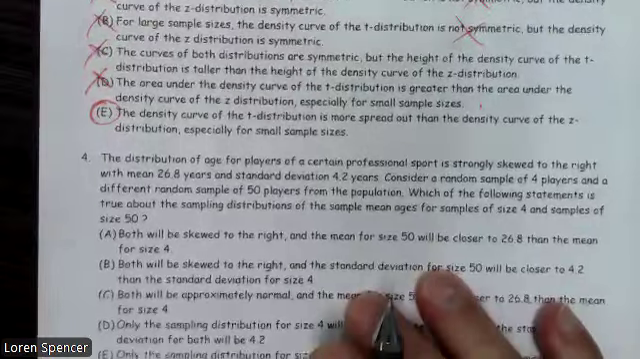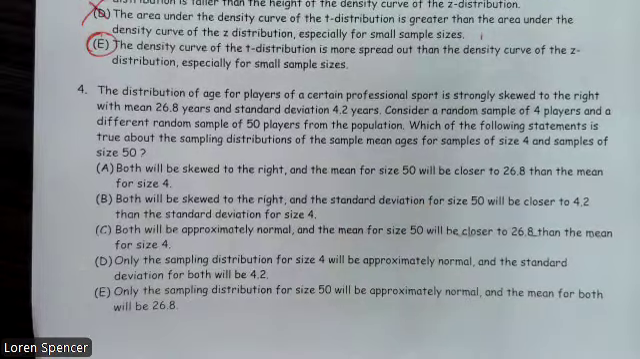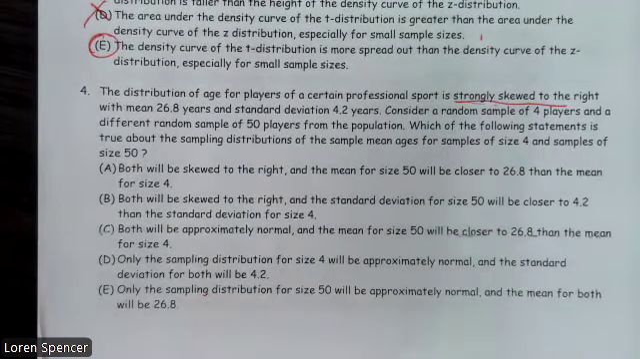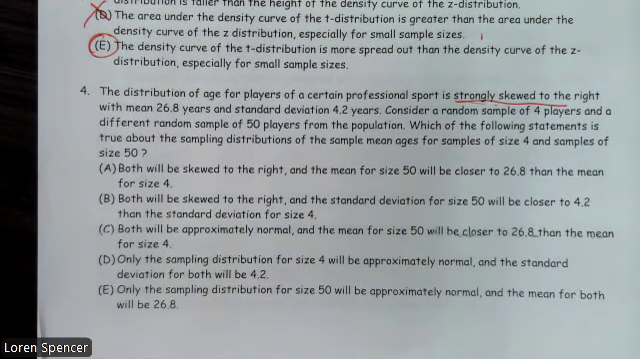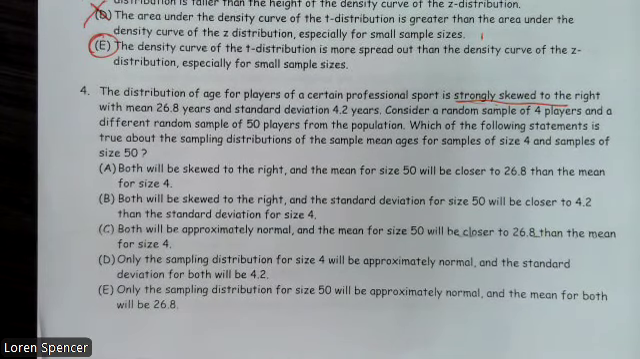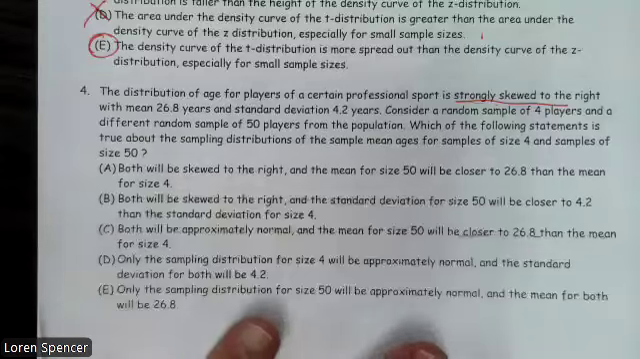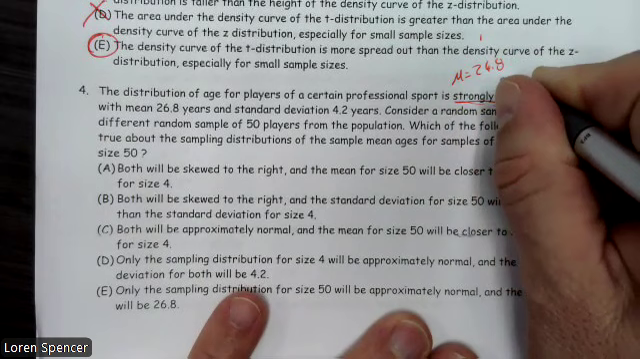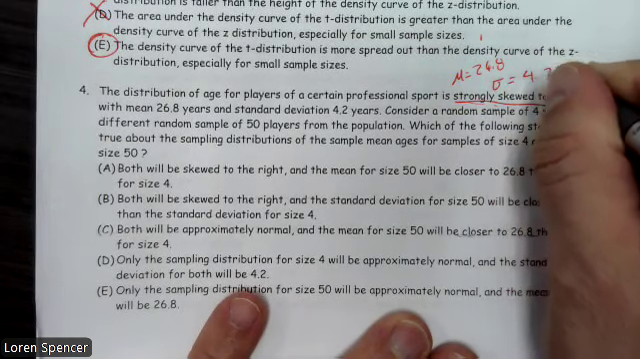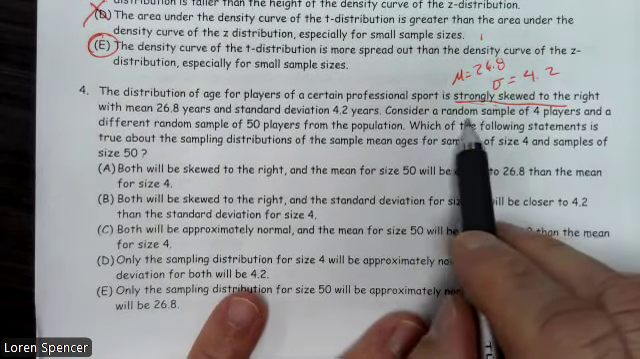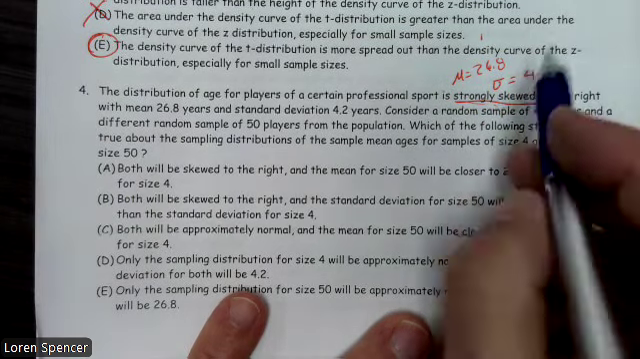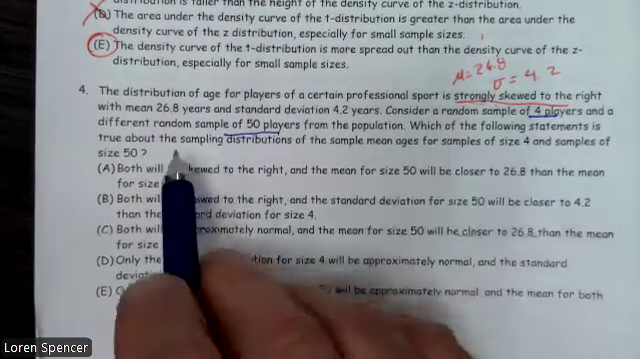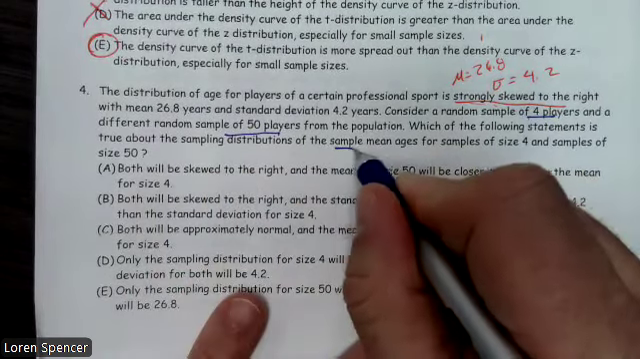Number 4, the distribution of age for players of a certain professional sport is strongly skewed to the right, with a mean of 26.8 and a standard deviation of 4.2. All right. So our mu is 26.8. Our standard deviation is 4.2. Consider a random sample of 4 players and a random sample of 50 players. Which of the following is true about the sampling distribution of the sample mean?